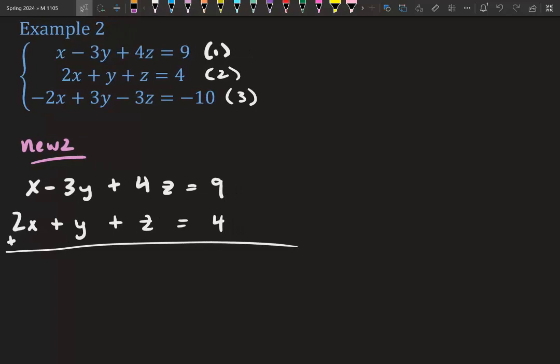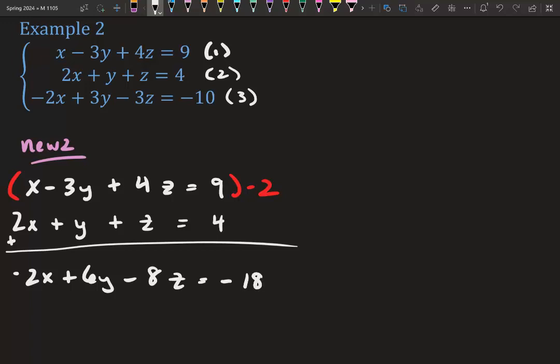So I have x and 2x. That means the top needs to be -2x. It needs to be the same number but opposite sign. So we're going to multiply by -2. So we'll have -2x positive 6y minus 8z equals -18. Now, the bottom, we didn't do anything, so just rewrite it.